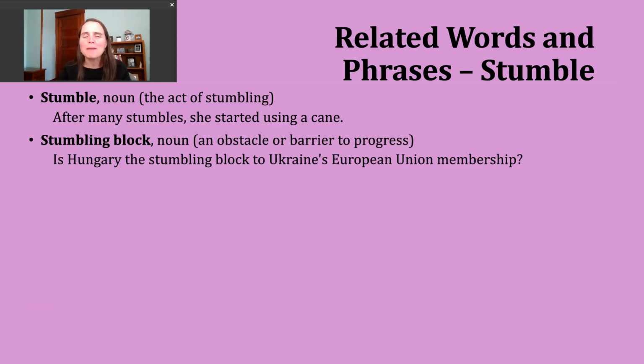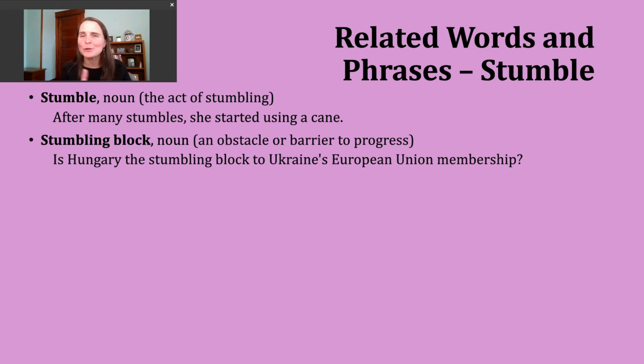Another word you might encounter is the noun stumbling block. This is used to describe something that is an obstacle or a barrier, something that is preventing you from making progress. An example of how this gets used is this question: Is Hungary the stumbling block to Ukraine's European Union membership? Okay. Now, if you watch a lot of these videos, you know I follow a lot of news.